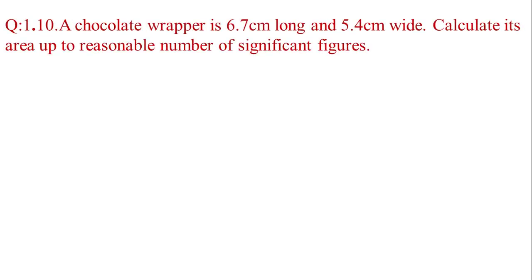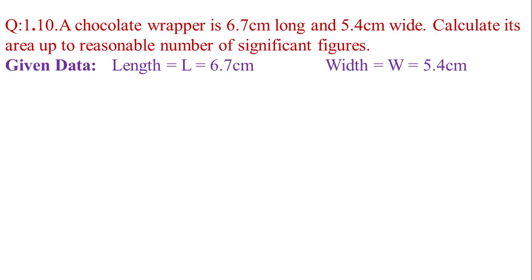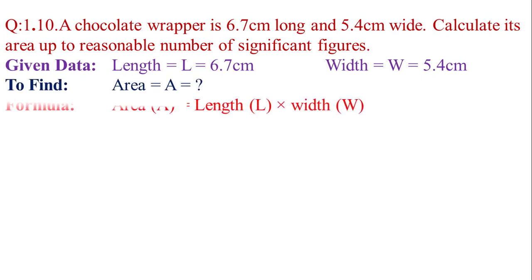Last question, question number 10. A chocolate wrapper is 6.7 centimeter long and 5.4 centimeter wide. Calculate its area up to a reasonable number of significant figures. Now, given data: length L is equal to 6.7 centimeter and width, denoted by W, is equal to 5.4 centimeter. To find the area, the formula is area A is equal to length multiplied by width, L multiplied by W.